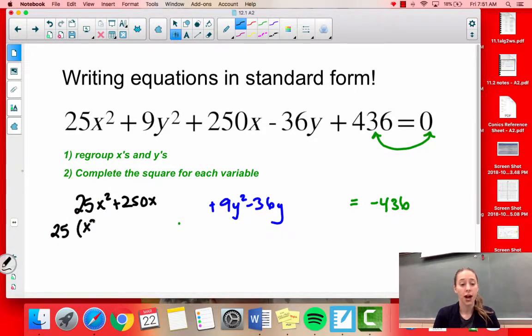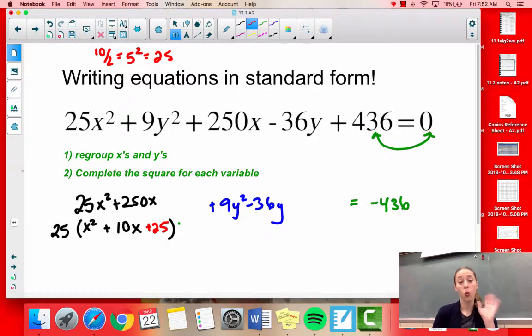I'm going to factor out the 25 from x squared, and I'm also going to factor it out from 250, which would leave me with 10x. And now we are ready to complete the square. If you remember back when we did completing the square, the main process was to take the b value, which is in front of x, and divide it by 2. So 10, I'm going to do this over here, 10 divided by 2 gets you 5, and then you square that, and that gets you 25. So that's the number that's going to go inside the parentheses.